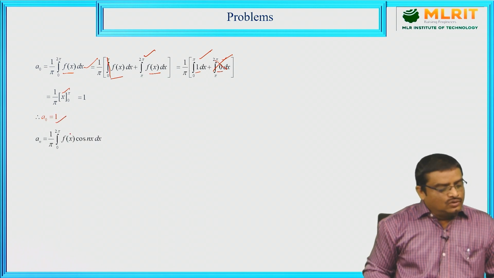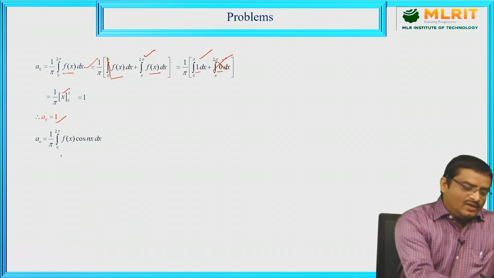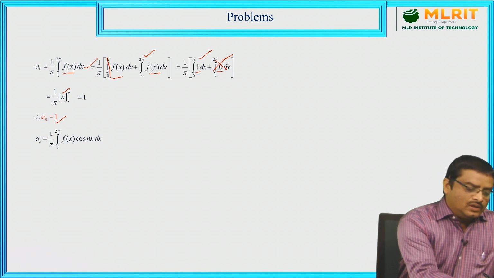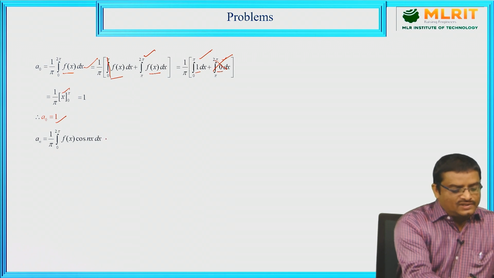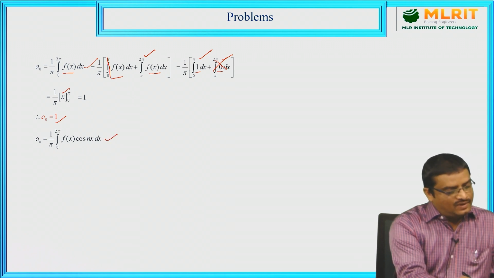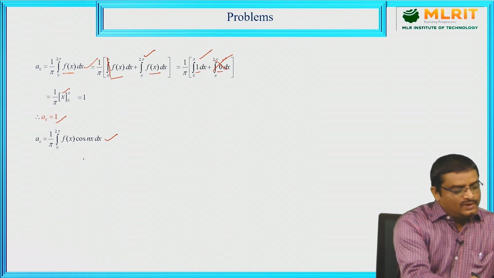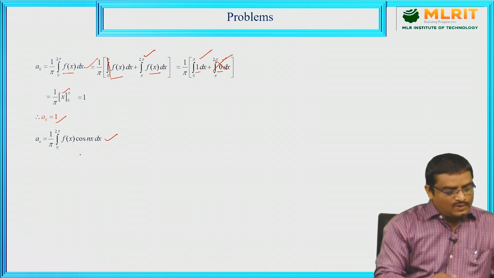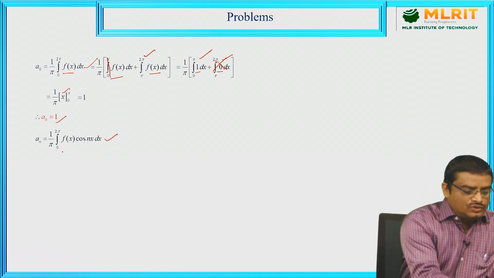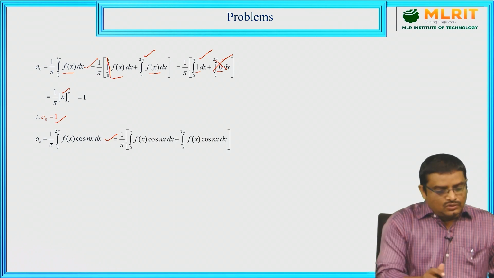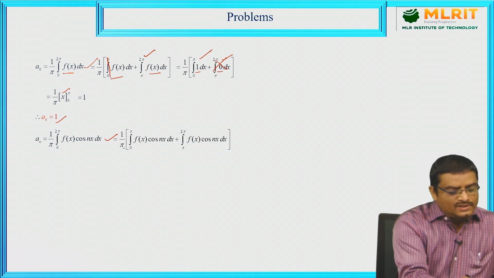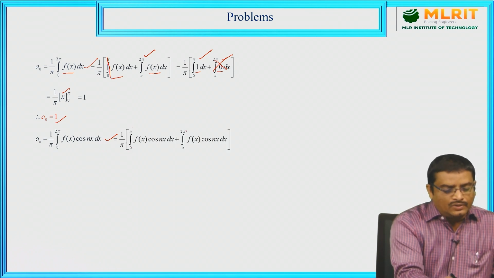Next go for the an. The an value is given as an is equal to 1 by pi integral 0 to 2 pi f of x into cos nx. This is the standard formula to find the an value in the interval 0, 2 pi. Here also we have to divide this interval 0, 2 pi into two subintervals, that is 0 to pi and pi to 2 pi. So we have divided this into integral 0 to pi and integral pi to 2 pi.